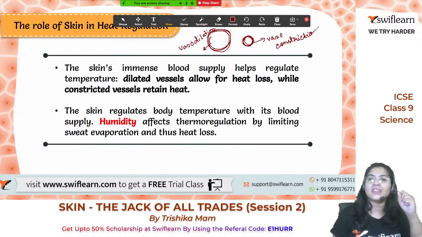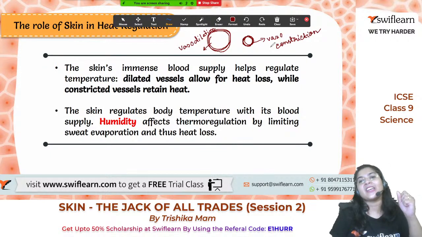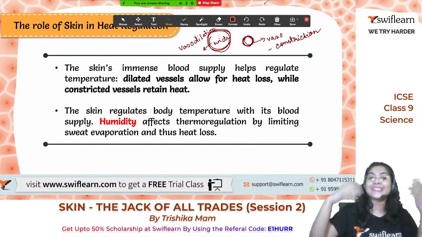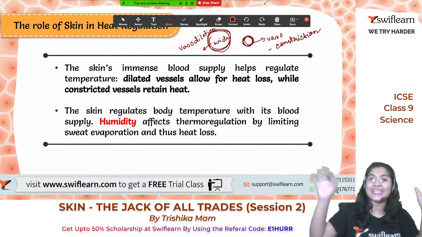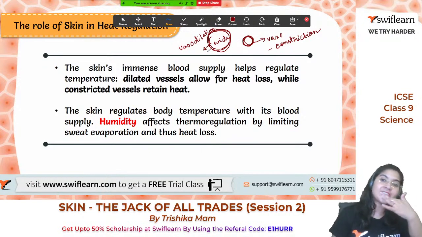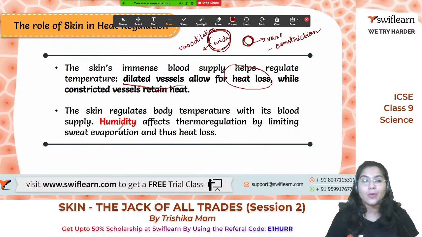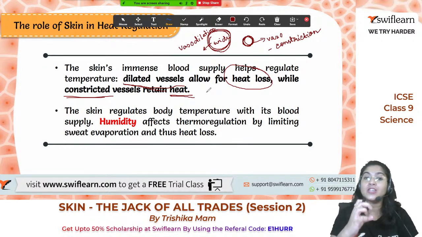Okay, when the blood vessel becomes narrow, it is known as vasoconstriction, and when it becomes wider, so that more and more blood can flow through it to release the excess heat, तो इसको हम vasodilation कहते हैं. Now always remember dilated vessels, मतलब जब dilation होगा, contraction नहीं dilation होगा, तो heat loss ज़्यादा होगा. Okay, and while constricted vessels, जब narrow हो जाएगा तब heat loss नहीं होगा, it will try to retain the heat within the body.